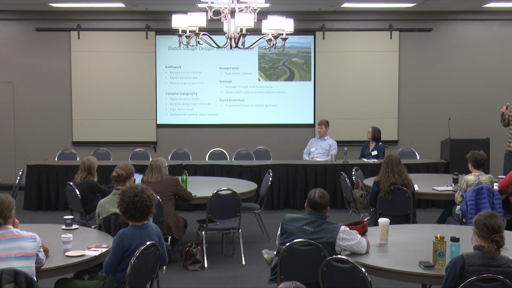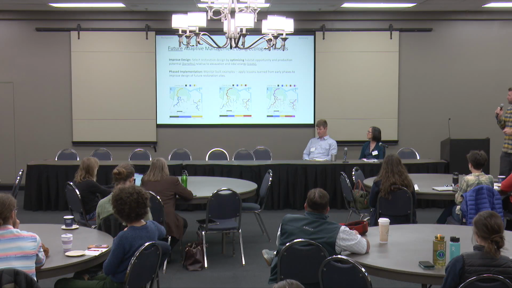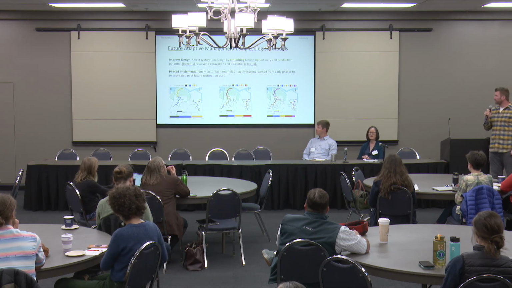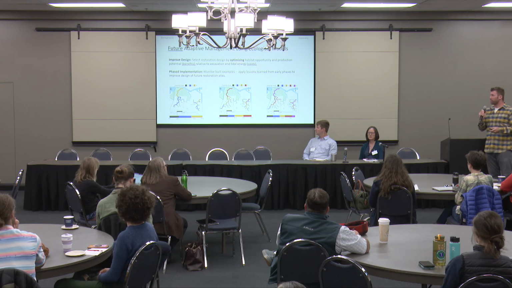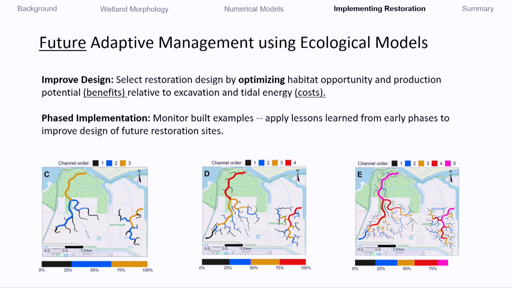All right, thanks, Paul and Ramona. So we'll sort of cap things off here by talking about adaptive management using ecological models. Again, that kind of encompasses the fish habitat model, the primary production model, and the water residence time model. And so I think there's an opportunity, we can all agree, to improve design. And we sort of think about that here.